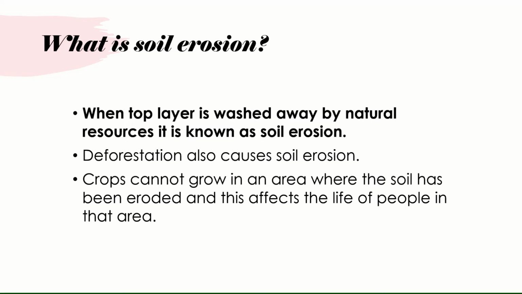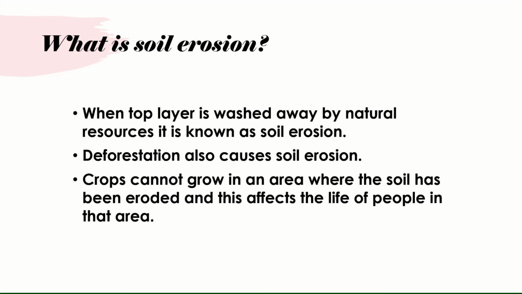Deforestation also causes soil erosion. So what is deforestation? Deforestation means cutting down of trees. So when trees are cut down, there are no roots to hold the soil, so it gets washed away by water or blown away by wind, hence causing soil erosion, right? Then crops cannot grow in those areas where the soil has been eroded, and because of this, it affects the life of people in that area, right? If there are no crops, we cannot get food. So it affects the life of the people as well.